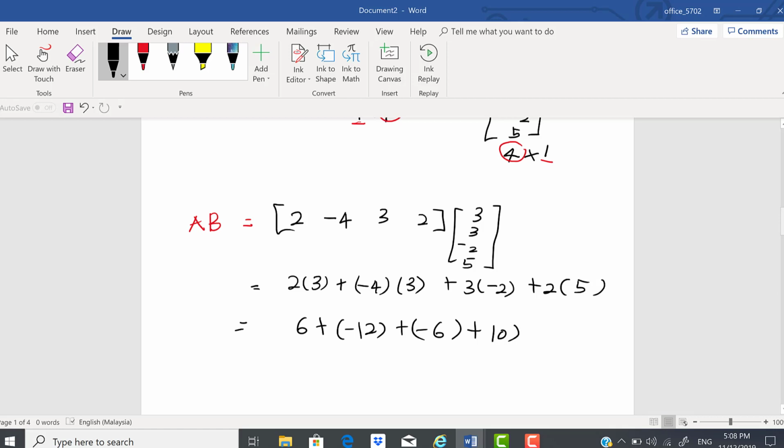Okay, now, so we will get the value equal to negative 2. So we get only one value, a 1 by 1 matrix.